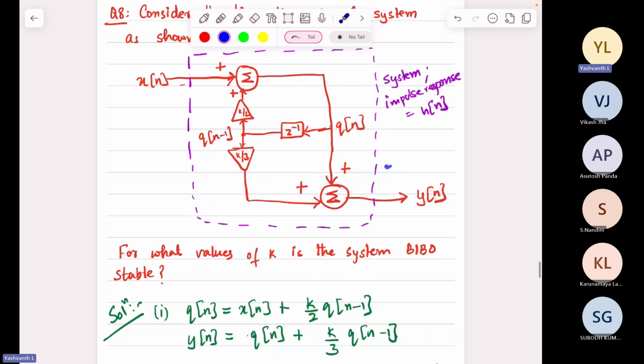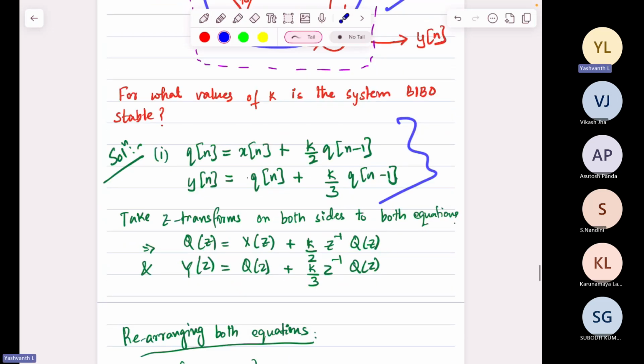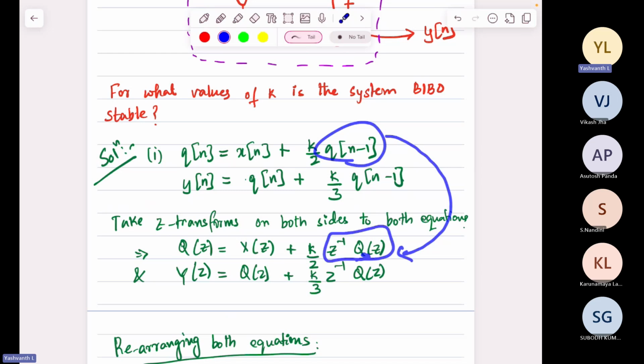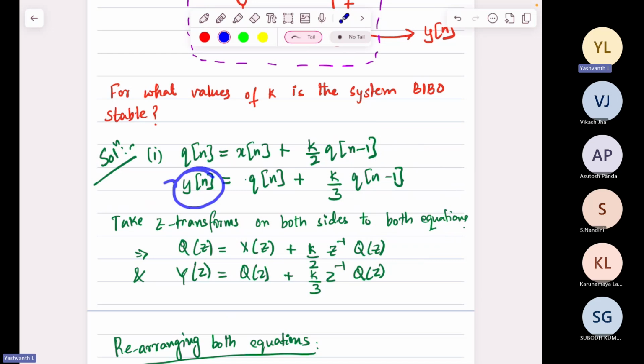Now we'll forget about the diagram because you have written the diagram mathematically in these two equations. Now we'll take the Z transform on both sides of both equations. The first equation gives Q of Z equal to X of Z plus K by 2 into Q of n minus 1, which is nothing but Z inverse into Q of Z. That's the time shifting property of the Z transform we just saw. Similarly, for the second equation, you have Y of Z equal to Q of Z plus K by 3 into Z inverse of Q of Z.